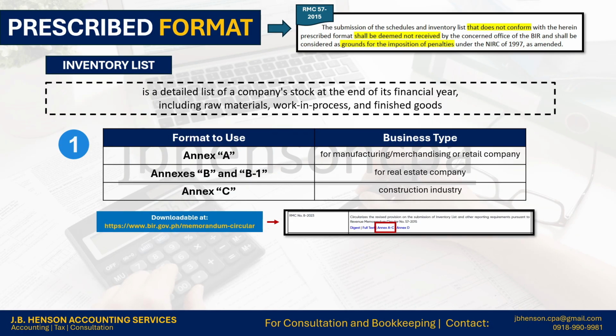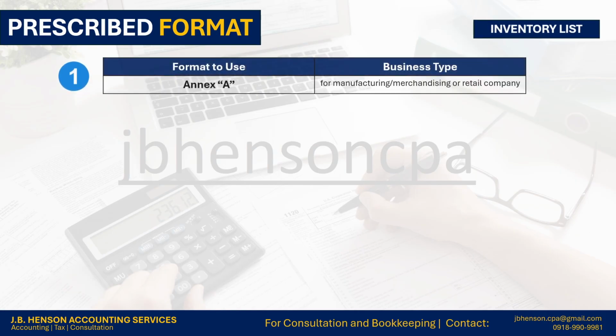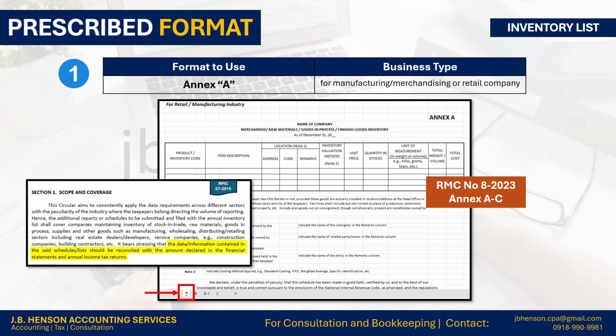For this one, we will be discussing Annex A for retail or manufacturing industry. So upon downloading, mada-download natin ay isang Excel file which includes all the annexes A, B, and C. Pero ang kailangan lang natin for retail or manufacturing industry is yung Annex A. Note that the submission of inventory list is not just compliance.